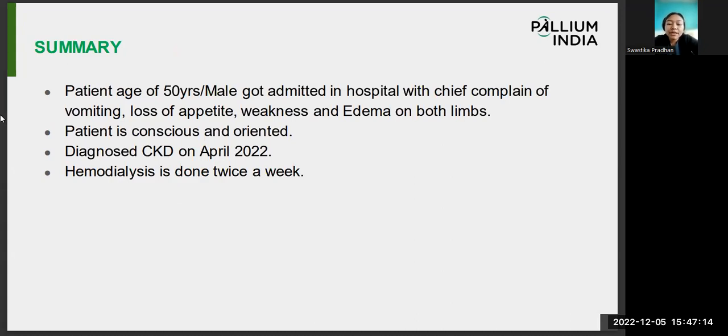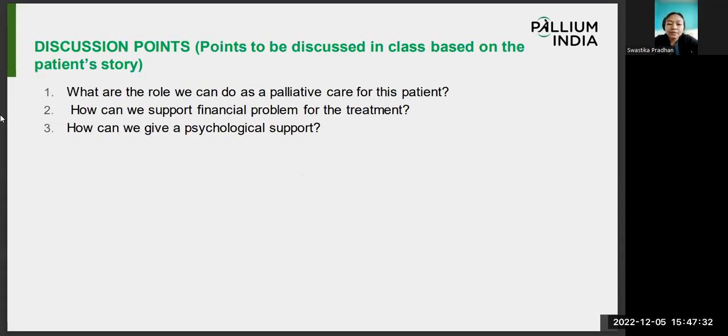Summary: the patient is a 50-year-old male who was admitted to the hospital with GI complaints of vomiting, loss of appetite, weakness, and edema on both limbs. The patient is conscious and oriented. CKD was diagnosed in April 2022. Hemodialysis is done twice a week. Points for discussion: what roles can we play as palliative care for this patient? How can we support the financial problem for the treatment? How can we give psychological support?